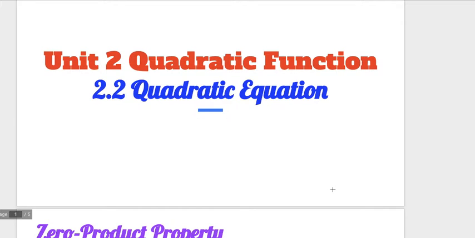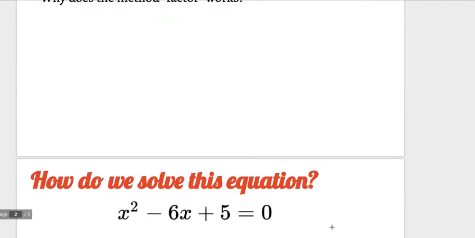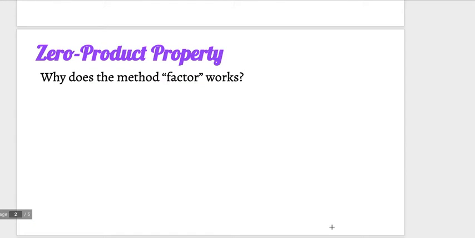Hello everyone, today we are going to continue our discussion about quadratic equations. In the last class, we discussed the zero product property. That's exactly why we mentioned the method factor works. And also, the very first method we introduced before is called GCF.